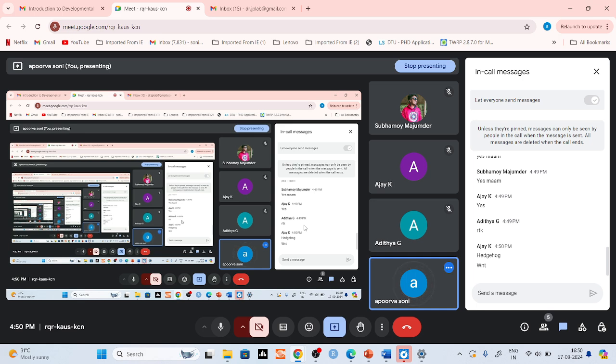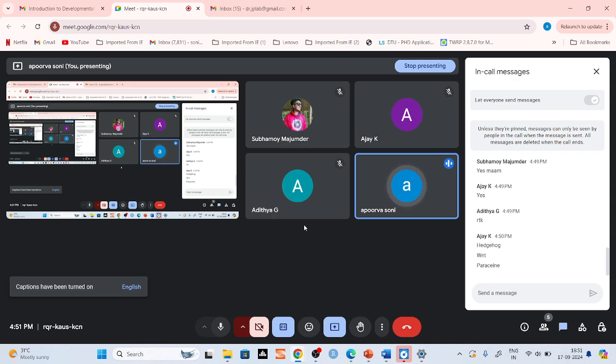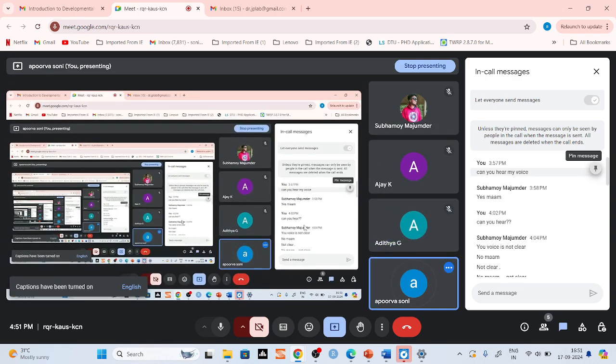Okay, hedgehog, Wnt, paracrine. So what happens in the Wnt pathway? Can anybody tell me? No. So in the normal Wnt pathway mechanism, just a minute.